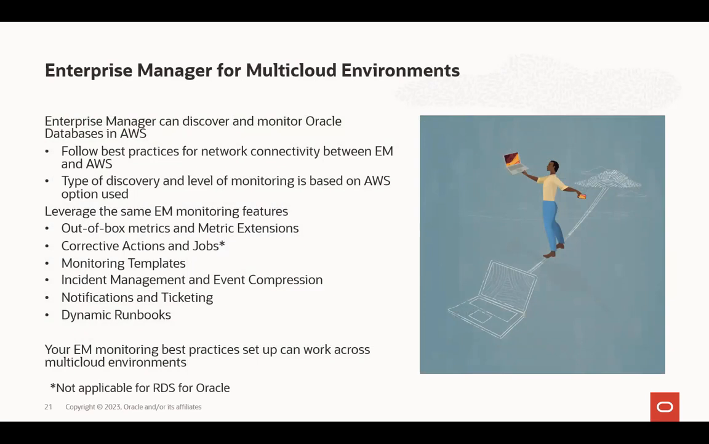In summary, you can see that Enterprise Manager can be used for multi-cloud environments. For AWS specifically, first make sure you set up network connectivity between EM and AWS following the guidelines discussed by Sumesh. Then based on the AWS option used, you'll need to follow the option-specific instructions for discovery of the Oracle database in EM. Once discovered, you'll be able to monitor the Oracle database using most, if not all, Enterprise Manager monitoring features. Hence, your existing EM monitoring setup, which may include the use of administration groups, template collections, metric extensions, using groups in your incident rule sets, all of these should work seamlessly with your Oracle databases in AWS, enabling you to continue to use EM as your single monitoring and management tool for your multi-cloud Oracle estate.